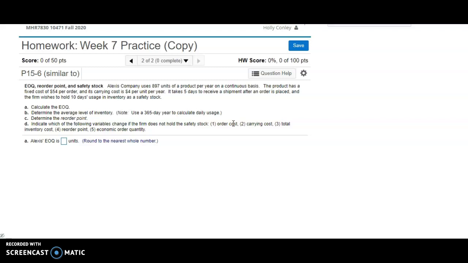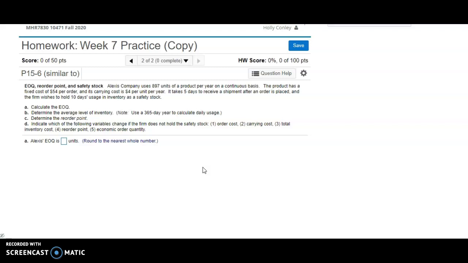The next one deals with section 15.4, I believe, and it is looking at economic order quantity, reorder point, and safety point. It's going to have you calculating the EOQ, determining the average level of inventory. It tells you here to use a 365-day year. We're going to determine the reorder point, and then you just answer the questions about each of the indicators in letter D. So that's what we're going to be looking at for the homework.